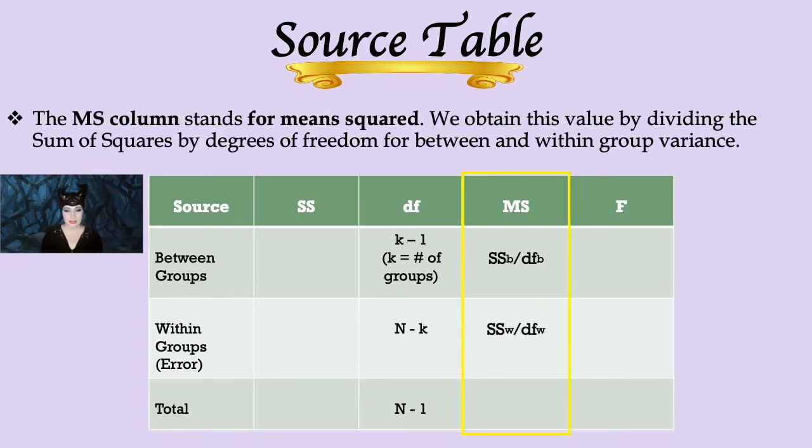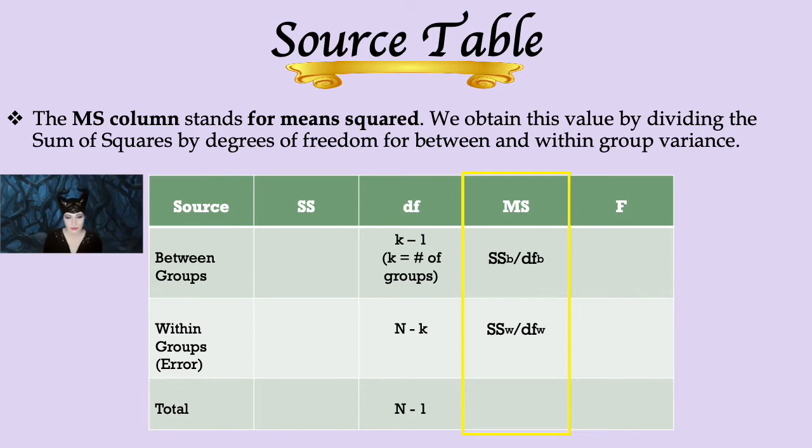Now let's move over to the mean squared column. Mean squared column is obtained by dividing the sum of squares for that variance by the degrees of freedom for that variance, and ultimately you will get the mean squared. So for example, if I want to find the mean squared for between group variance, I'm going to take the sum of squares between groups divided by degrees of freedom between groups to get mean squared between groups. I will do the same thing to get mean squared of within group variance. I'm going to take the sum of squares within groups, divide by degrees of freedom within groups to ultimately get mean squared within groups.